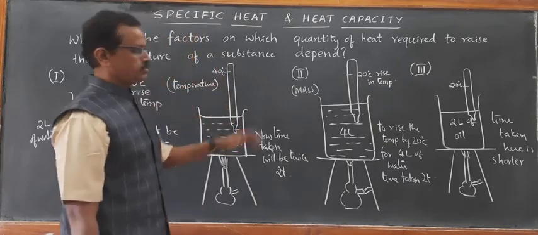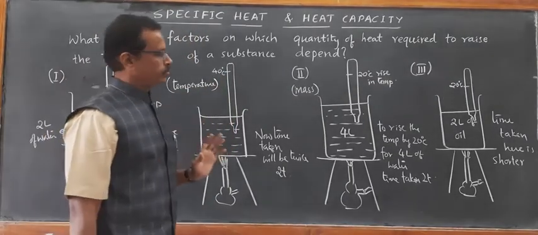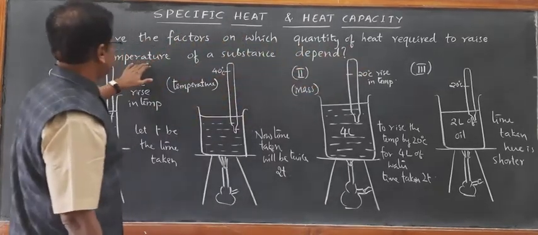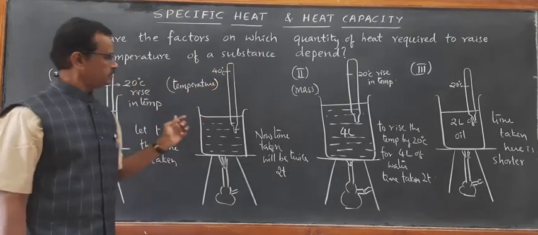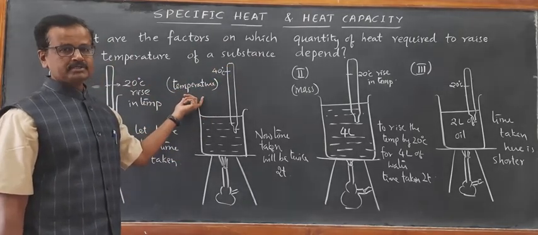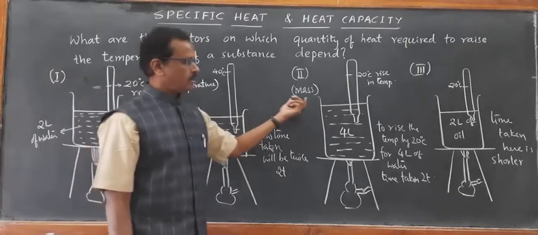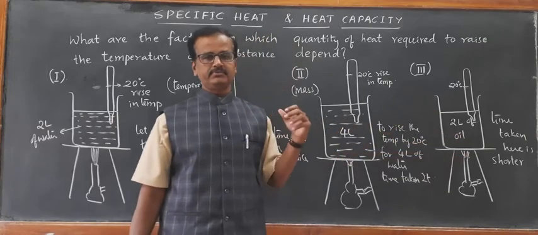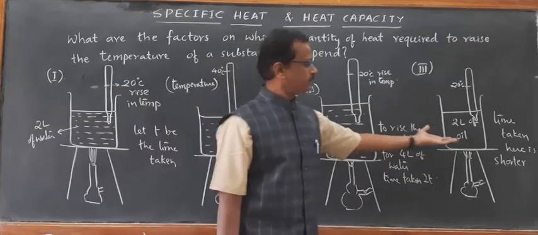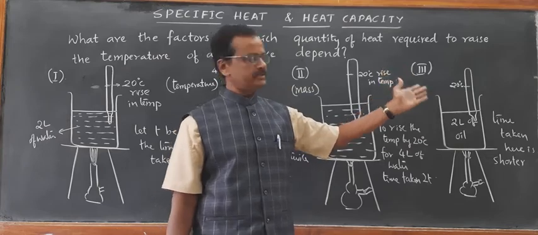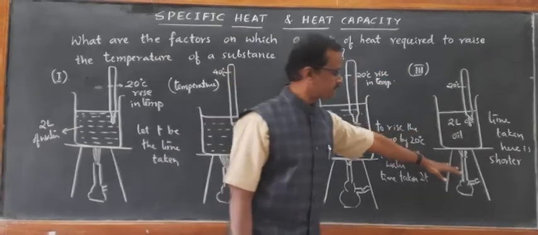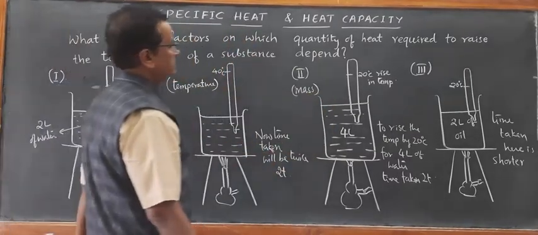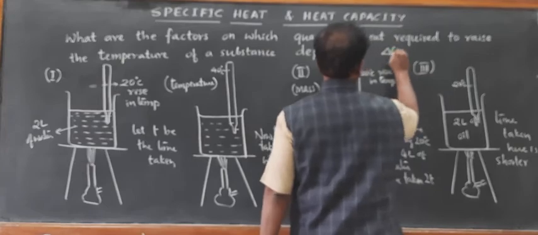So from these three observations, from these three activities, we conclude that the quantity of heat required to raise the temperature of the substance depends on the change in temperature, the amount of mass, and the nature of the substance. When we change the substance, the time required for the same change in temperature changes. Now here in this case it is shorter.